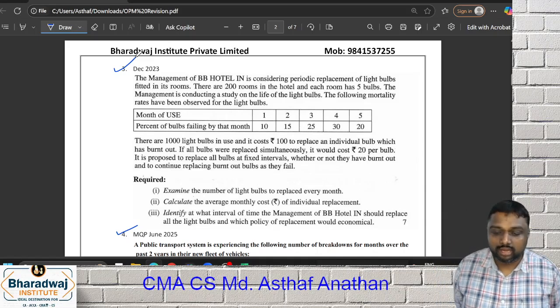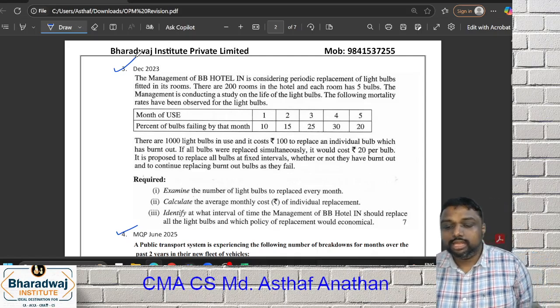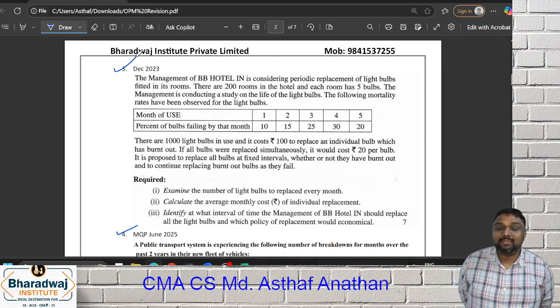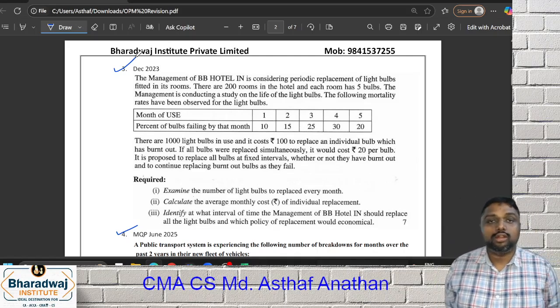Management of BB hotel is considering replacement of bulbs in their hotel. There are 200 rooms. Each room requires 5 bulbs. That means the total number of bulbs is not given; we have to find it out. 200 rooms into 5, so the total will come to 1000 bulbs.